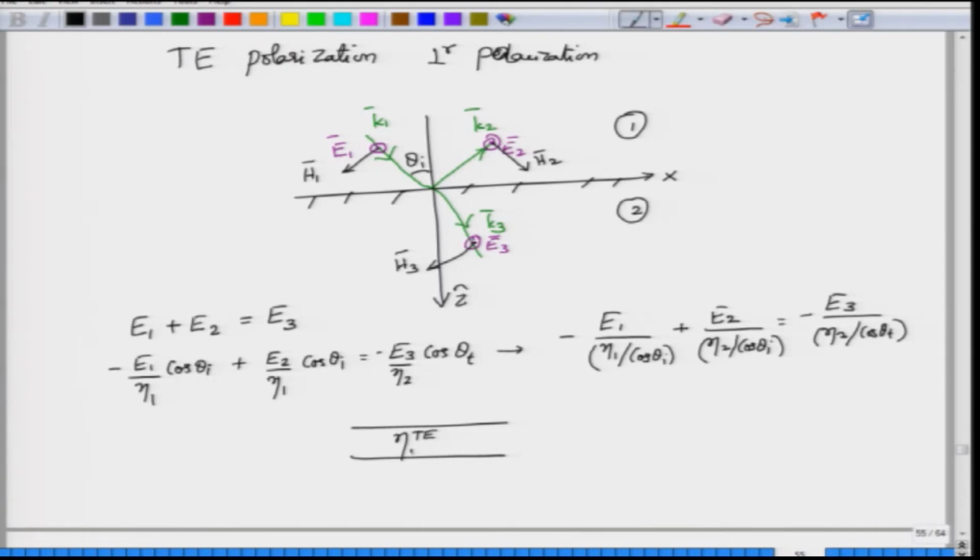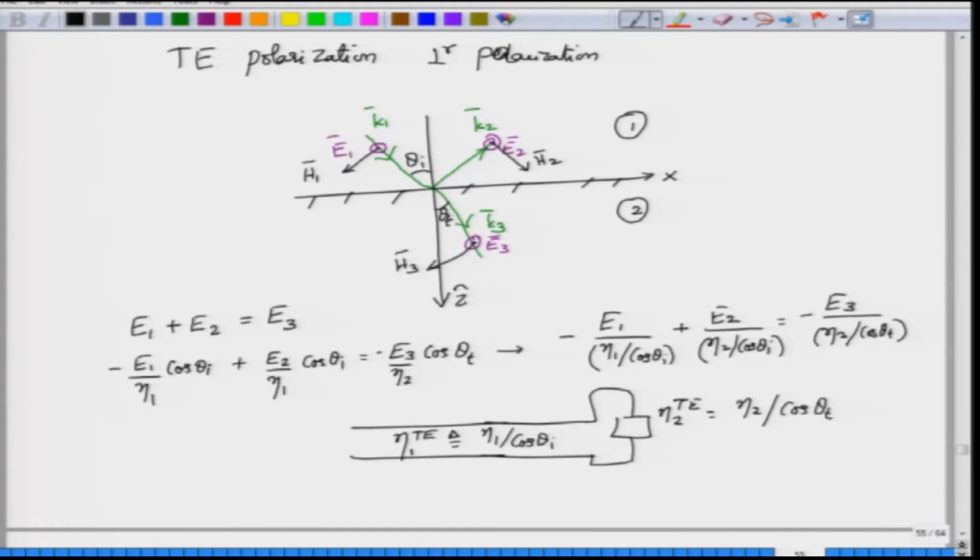This is eta 1 TE, which by definition will be equal to eta 1 divided by cos theta I. Okay. And this will be terminated in a load impedance, which is actually the intrinsic impedance or the wave impedance of the second medium, given by eta 2 TE, which is equal to eta 2 divided by cos theta t. Of course, theta I and theta t are still related in the same manner as Snell's law, so there is no change.